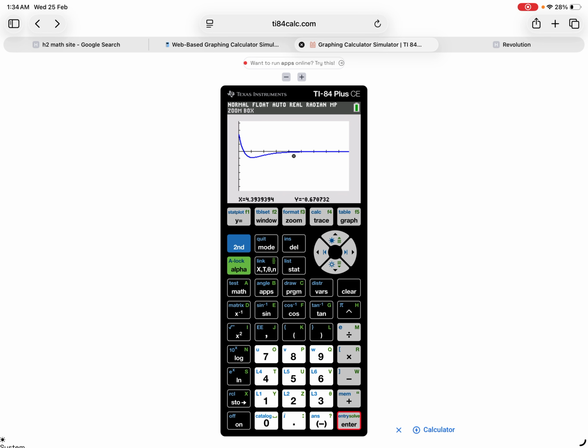Okay, so you can see that the graph is tending towards y equal to 0. So there's one asymptote here. That is how we actually determine the asymptote of an exponential function.